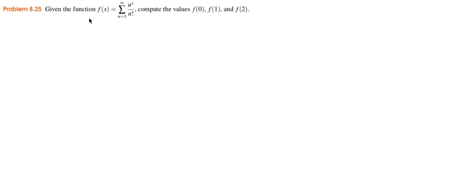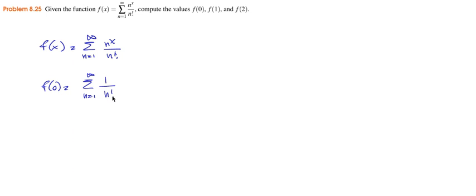Problem 8.25. Given this function f defined as this series, the series from n equals 1 to infinity of n to the x divided by n factorial. Compute the values f at 0, f at 1, f at 2. f at 0 is just the sum from n equals 1 to infinity of n to the 0, which is 1, divided by n factorial, right?